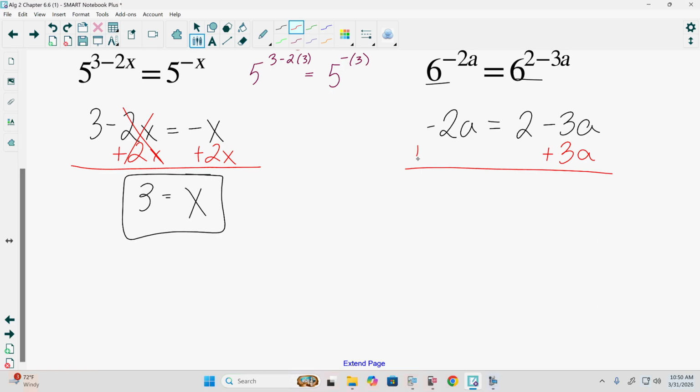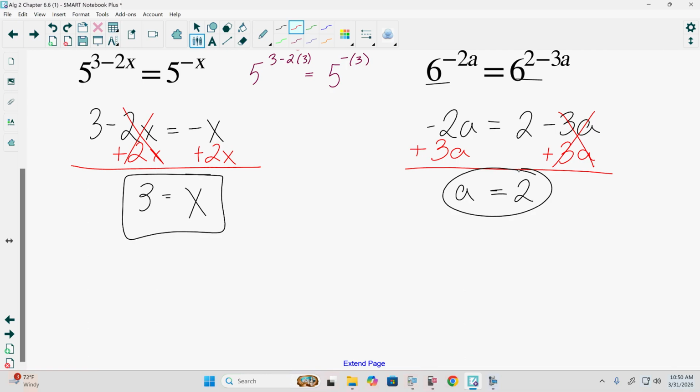We could add 2a or we can add 3a. I would add 3a. And the reason I would do that is because on the 2a side, we just have a. On the other side, we have the 2 and 3a. So adding 3a to negative 3a will cause this to become 0. But the right-hand side is just going to be now 2. Negative 2a plus 3a is a. So we get a equals 2.